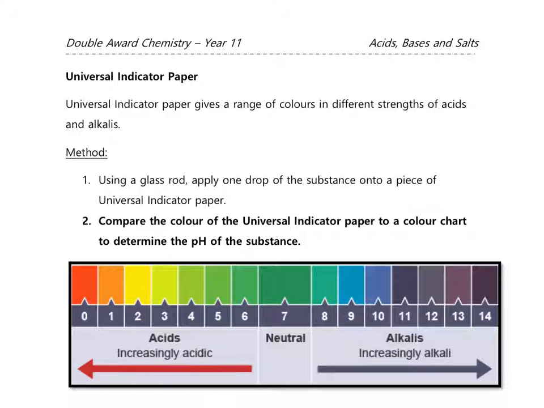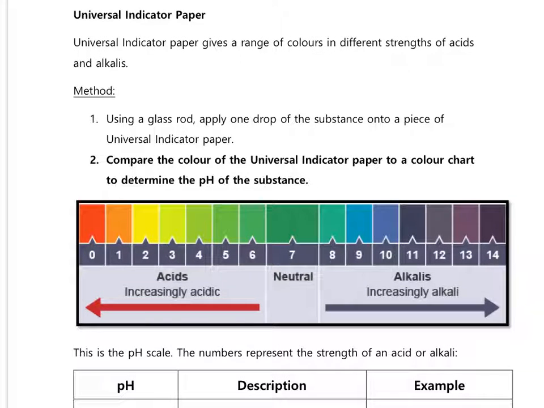A better indicator to use is universal indicator paper, as it gives us a range of colours and that tells us the strength of an acid or an alkali. Now hopefully again you'll remember this from year 8. The pH scale gives us not only colours but numbers that represent the strength of an acid or an alkali. So if you put universal indicator paper in and it turns bright red, you can tell that it's a very strong acid. On the other end of the scale, if you get purple, you can tell that it's a very strong alkali.